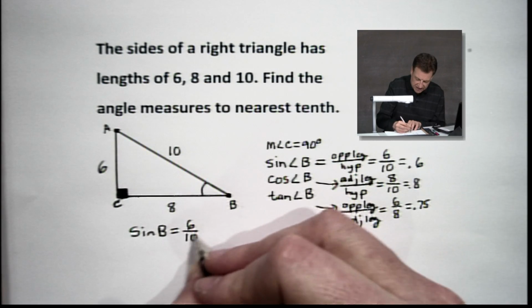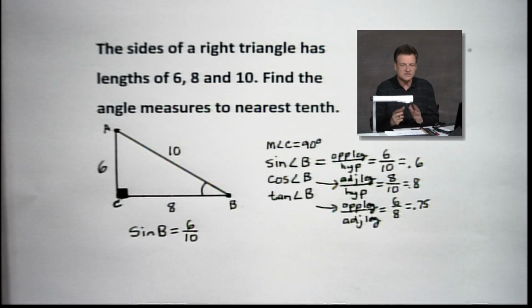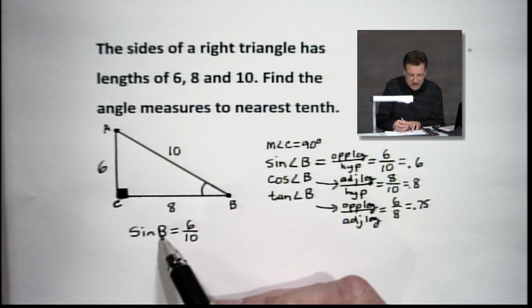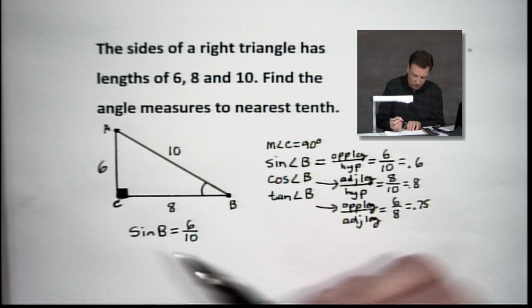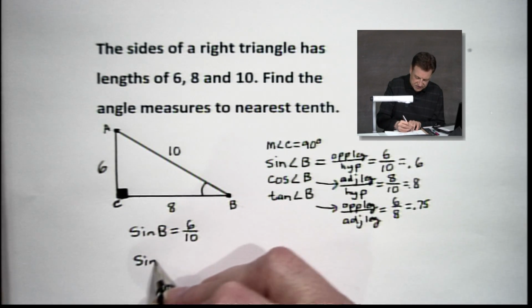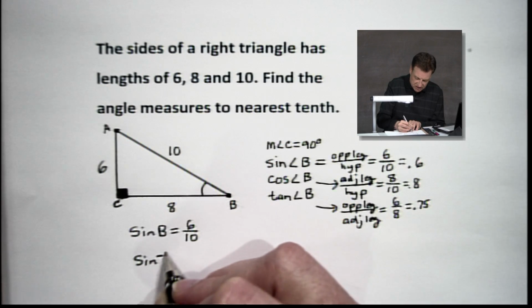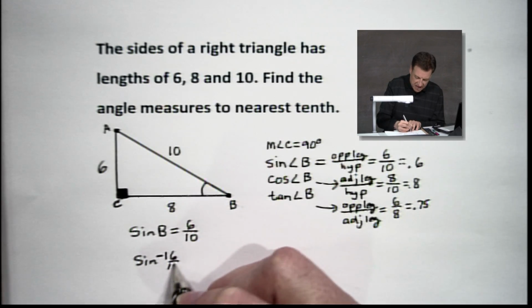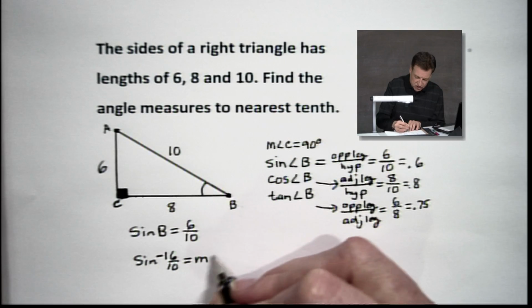Equaling 6/10, or 0.6, or 3/5. All of those are equivalent fractions. You get my idea. Now, how do I get to angle B? What we've got to do is write it like this: the inverse sine of 6/10 is equal to the measure of angle B.